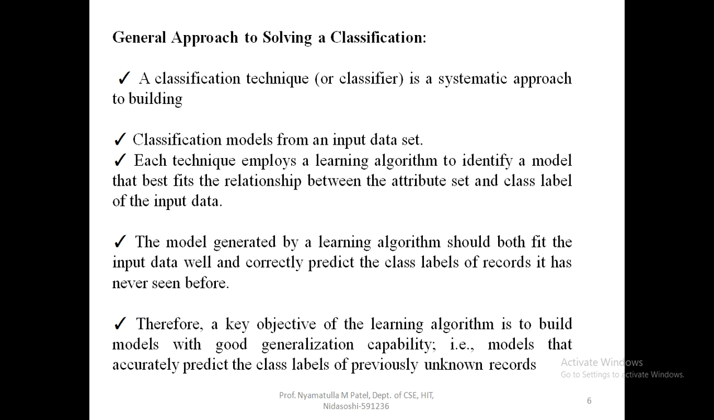Each technique employs a learning algorithm to identify a model that best fits the relation between the attribute set and the class label of the input data. So now I need to take an algorithm into consideration. Before taking any algorithm to run a classification model, I need to clearly understand the attribute set and the class label of the input data. The model generated by a learning algorithm should fit the input data well and correctly predict the class label of records it has never seen before.